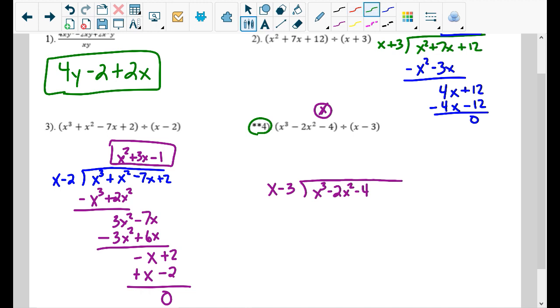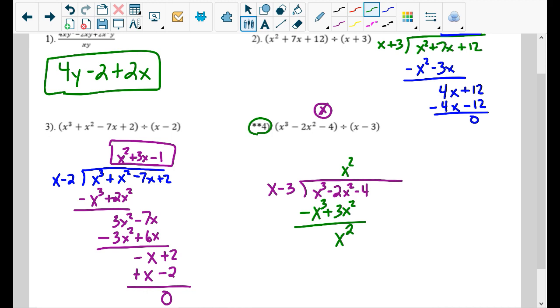So again, we're doing this the same way. X into x to the third. Again, that goes in x squared times. So x squared times x gives me x to the third. X squared times negative 3 gives me a negative 3x squared. Again, we subtract just like we did before. So these first x to the thirds cancel. Negative 2x squared plus 3x gives me an x squared. Again, you can bring down this next term, but we're not really going to need it yet.